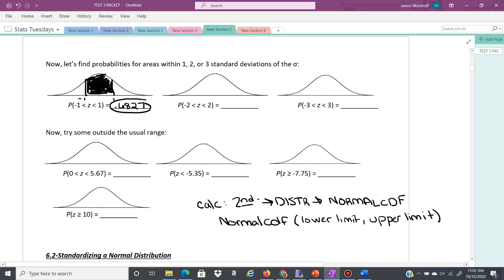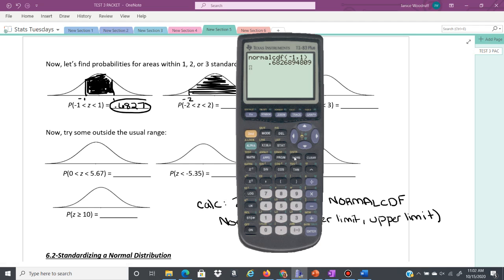Okay, -2 and 2. It's going to look like this. We should know from the empirical rule that's about 95%. And then we can get that in our calculator. Again, second distribution, normal CDF, lower limit's -2, upper limit is +2, 0.9545.